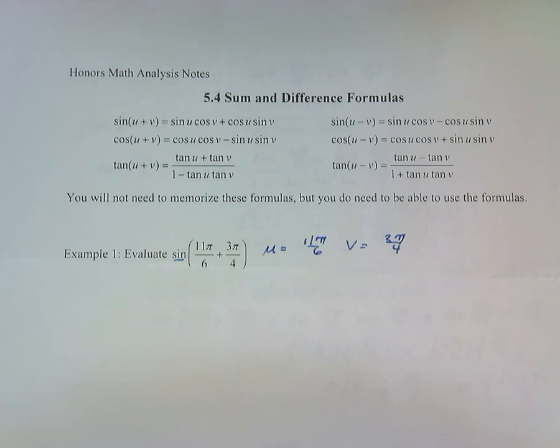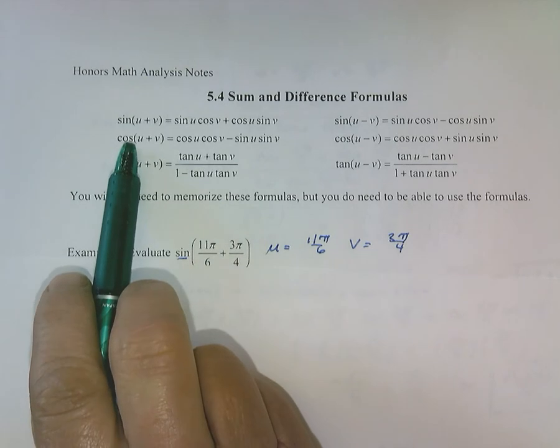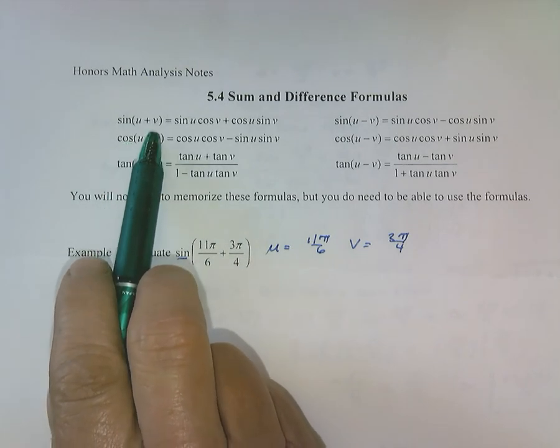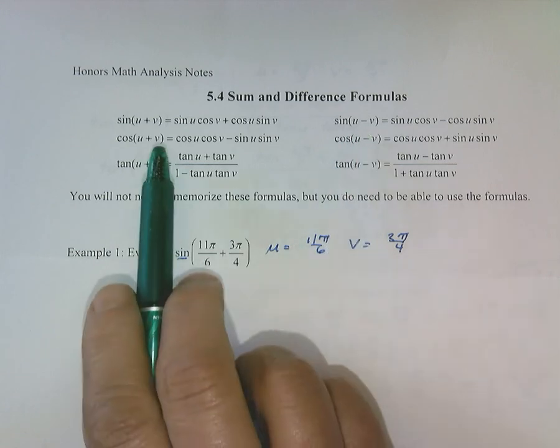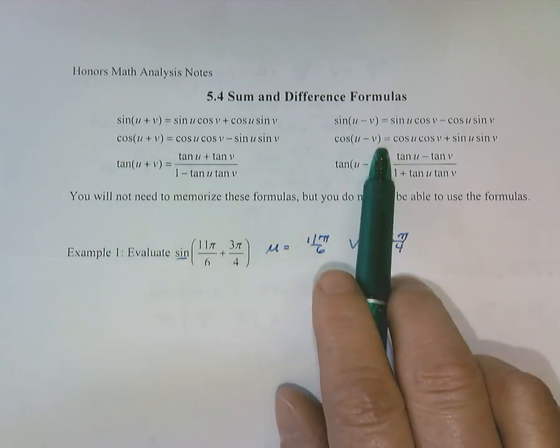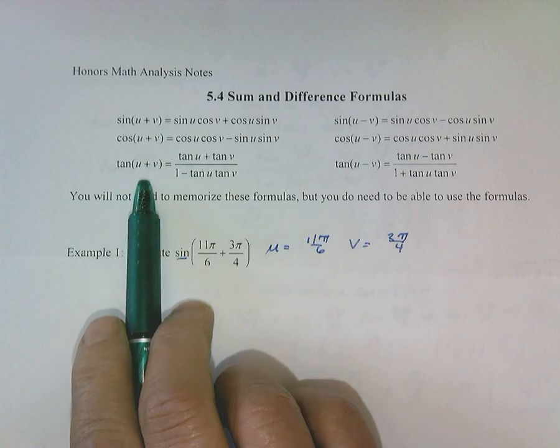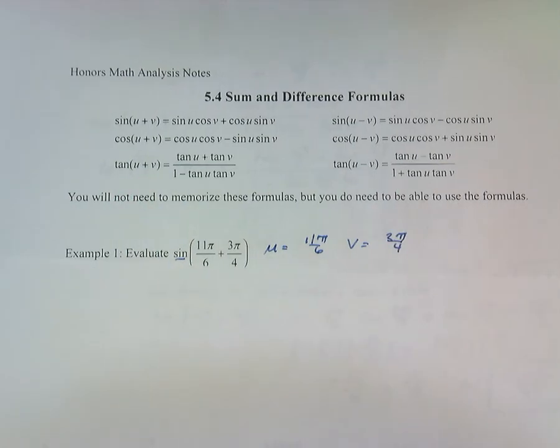Okay, these are the notes for section 5.4, sum and difference formulas. These are the different formulas you get, and they're really the same formula. It's the sine of the sum of two angles, and this is the sine of the difference of two angles. Cosine of the sum, cosine of the difference, tangent of the sum, tangent of the difference.